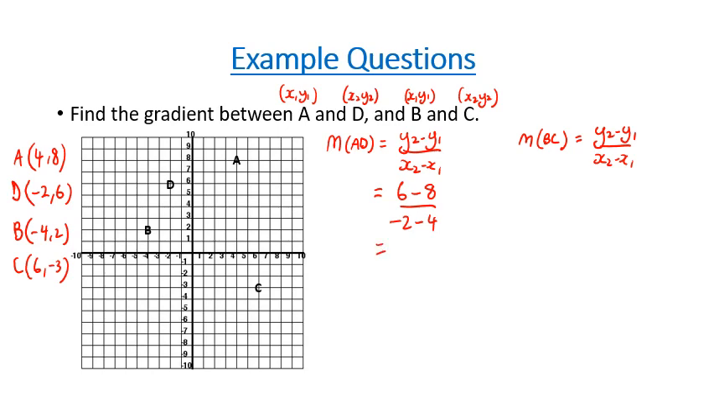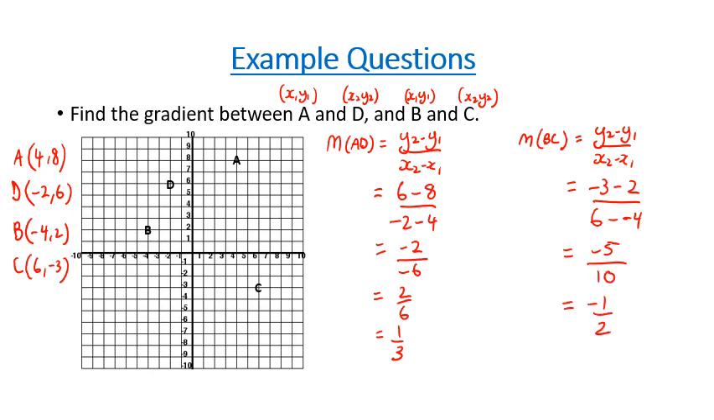6 take 8 is -2. -2 take 4 is -6. This becomes a slope of 2 over 6, or 1/3. In our second example, we're going to do the exact same thing. y2 is our C value, so that's -3 take away 2, all over 6 take away -4. -3 take 2 is -5. 6 take away -4 is 6 plus 4, which is 10. So this is going to be -1/2.